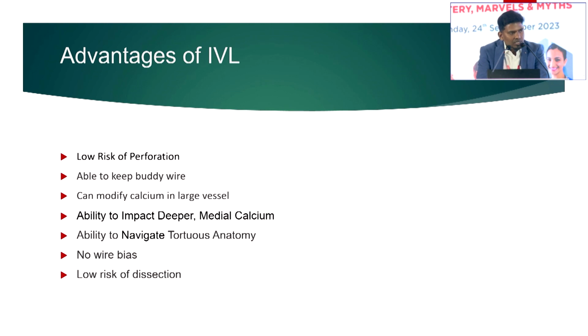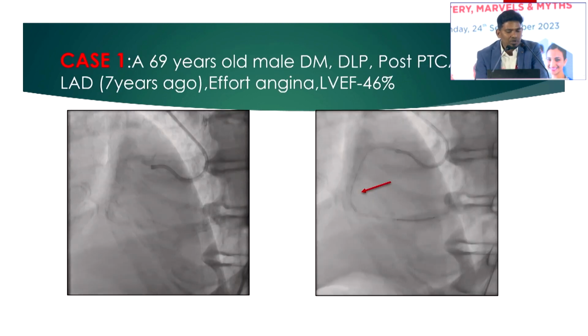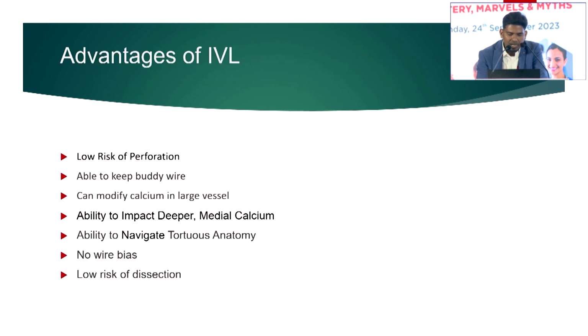Compared to other calcium modifying instruments, it has less risk of perforation, and you are able to keep a buddy wire, because in rota you can keep the buddy wire, but it will cut it also. So for support, you can keep the buddy wire in an IVL balloon, and you can modify the calcium in large vessels also, with the ability to impact deeper calcium, unlike other modifying instruments. They can do only superficial calcium, and IVL has the ability to navigate tortuous anatomy also.